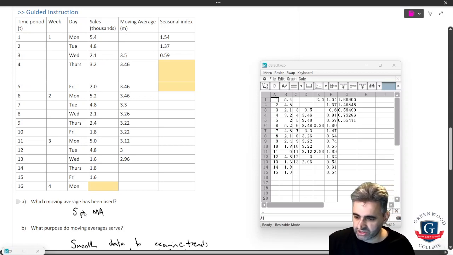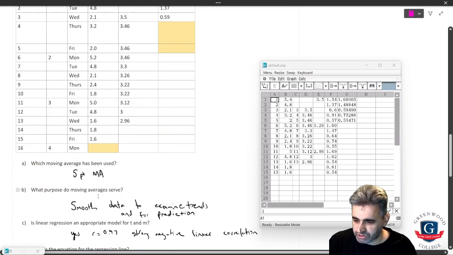Now the first thing it's asked us is which moving average has been used. Well, it's a 5-point moving average. This first data point here is used 1, 2, 3, 4, 5. But we don't have any here because we can't go back any further. And it's quite a sensible moving average because it's a working week. So it's calculating the sales over a working week.